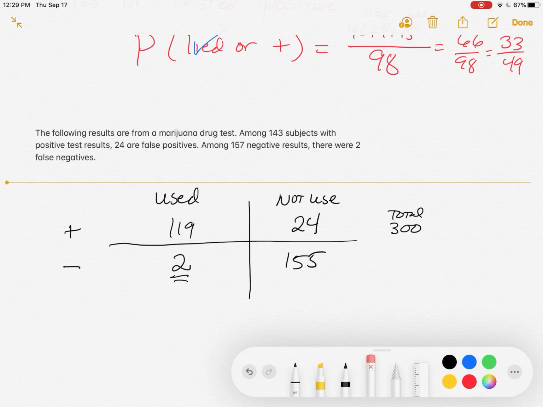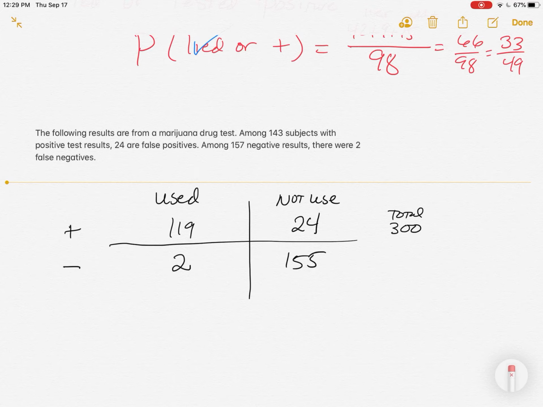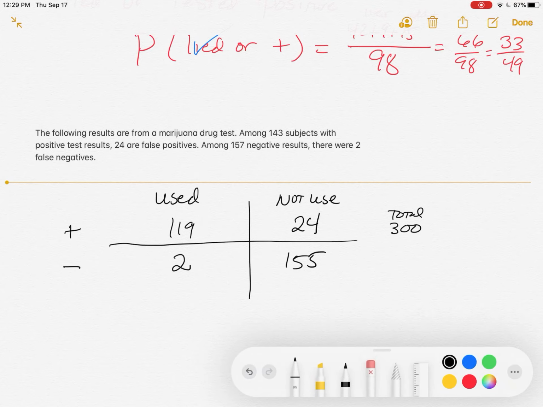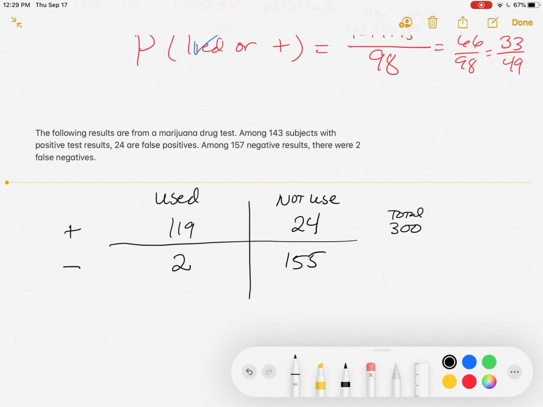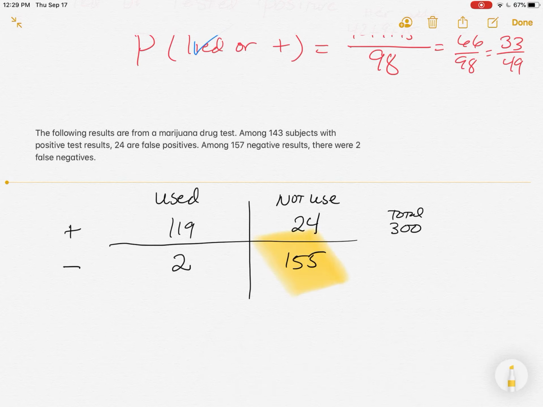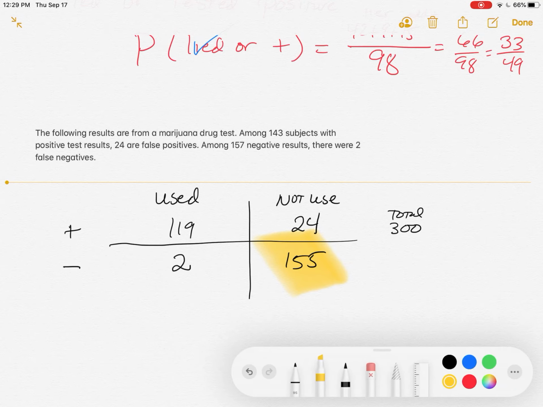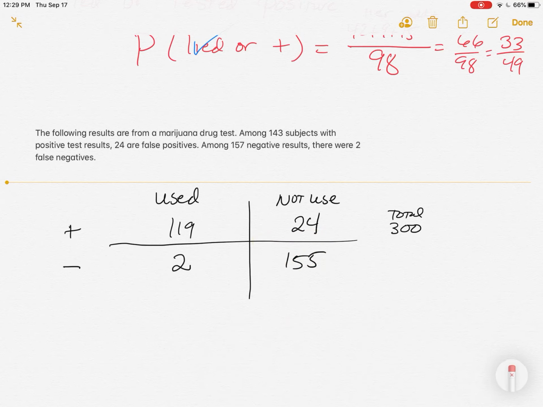So let's talk about these people. Picture these as individuals who were screened for employment for marijuana usage. Who are these 2 people right here? Let's describe them. Well, who are these 155? Let's start at the bottom corner. These are 155 people who did not smoke marijuana, and the test confirmed that. So they're happy. They are vindicated, right?